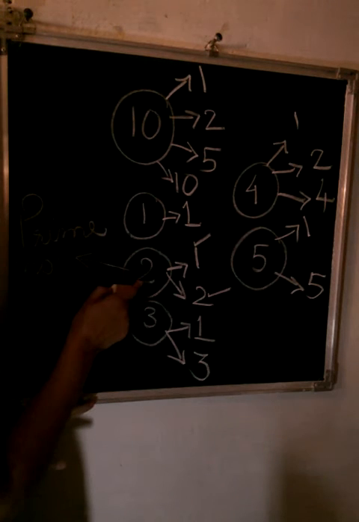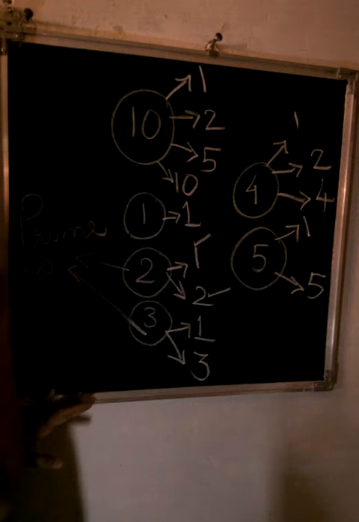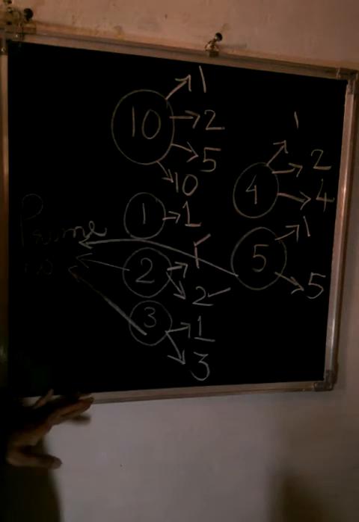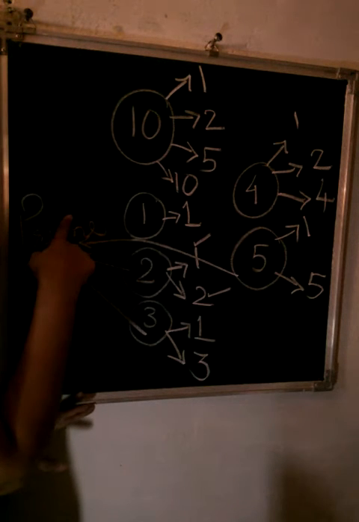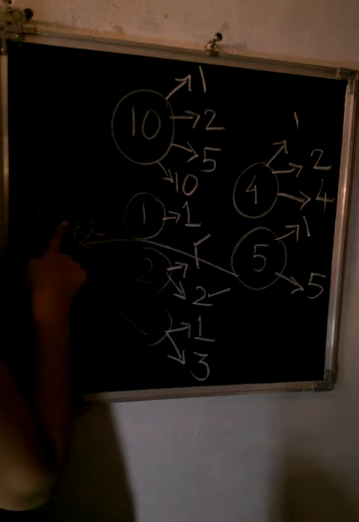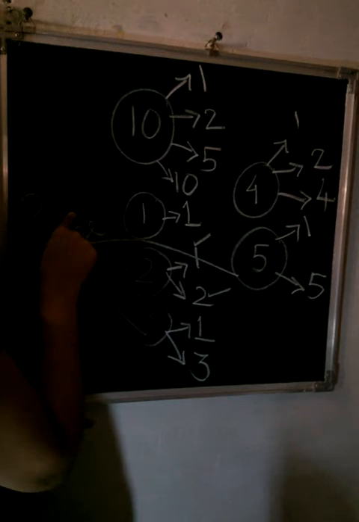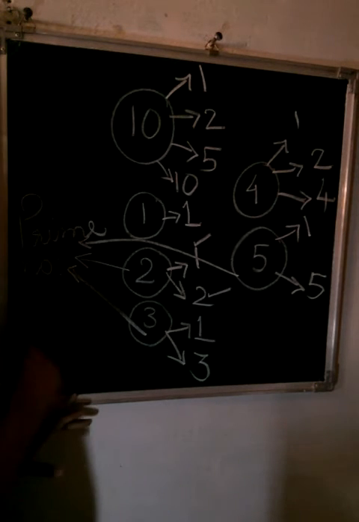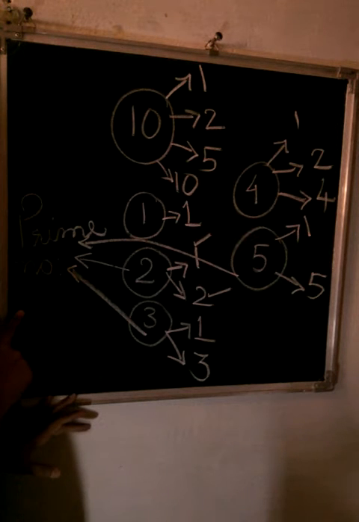So 2 is a prime number? Yes. 3 is a prime number? Yes. 5 is a prime number? Yes. 1 is a prime number? No, it doesn't have 2 factors. 10 is a prime number? No, it has more than 2 factors. 4 is a prime number? No, again it has more than 2 factors. This concept of prime numbers we did last year also. This is just a revision.